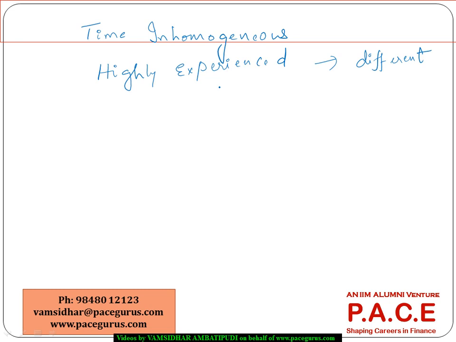Probably for a 2-year-old company, the probability of default within 1 year from AAA rating is very high, compared to a well-experienced company, where the probability of default from a very highly rated state might be much lesser. In those cases, it is advised to go for modeling it as a time inhomogeneous kind of a process.